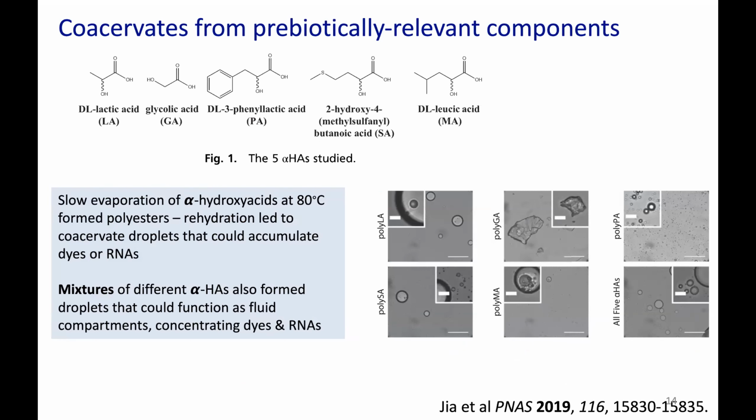And one of those is shown here. This is exciting work recently done on a prebiotically relevant system where these alpha hydroxy acids existed as monomers, and they were dried slowly at 80 degrees, a process that led to their polymerization. And as they polymerized and dried, then when they were re-wet later, they formed coacervates, and those coacervates are shown here. These coacervates were able to accumulate dyes or RNAs, similar to other coacervates. And mixtures of different alpha hydroxy acids were also able to form droplets that could function as these fluid compartments and concentrate solutes such as the dyes or RNAs.